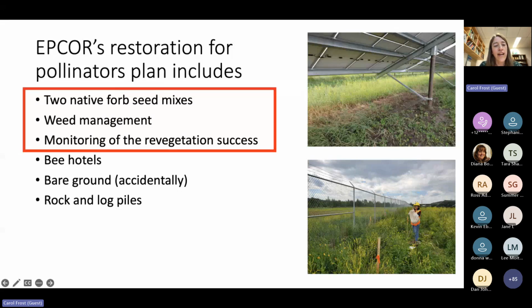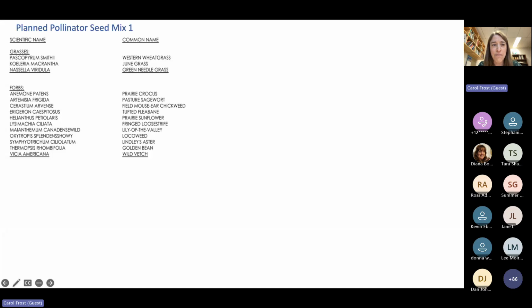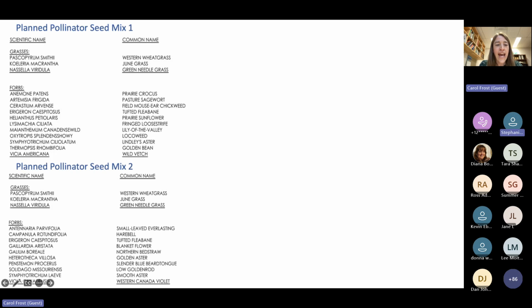The solar farm also provided bee nesting habitats, but I'm going to focus in this talk on this part, getting flowers to grow for native pollinators. So this was the seed mix, the first seed mix that EPCOR used. We've got the scientific name here for grasses and forbs, and then the common name. So they selected 10 or 11 native forbs. Then they had planned to have a second seed mix in other areas, again to promote diversity. So provide some flowers in some areas, some other flowers in other areas, which had another list of forbs.